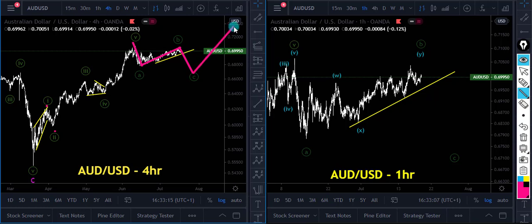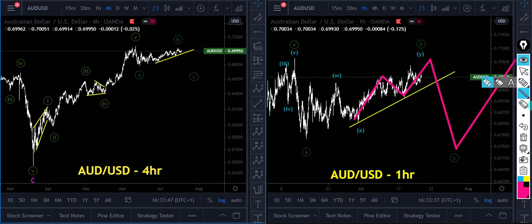So with this on the 1-hour time frame, we are looking at this as our A, then now we are having a WXY. So with blue wave Y, there is a possibility of price moving higher to maybe this level, before it comes down to green wave C, and then the trend is going to resume.